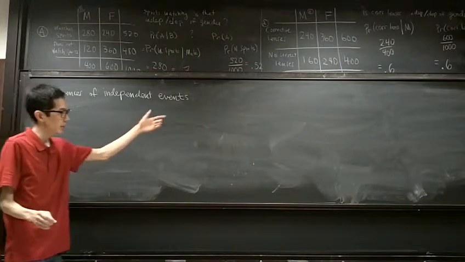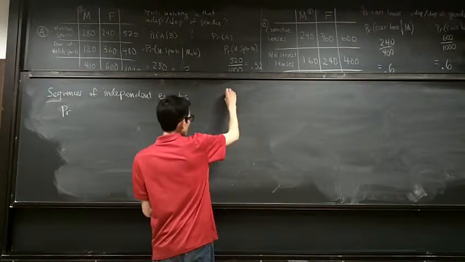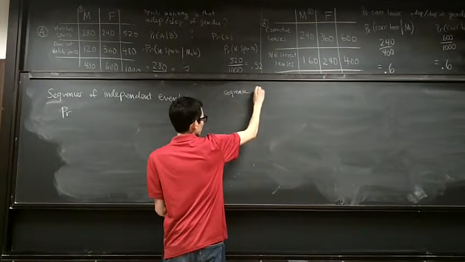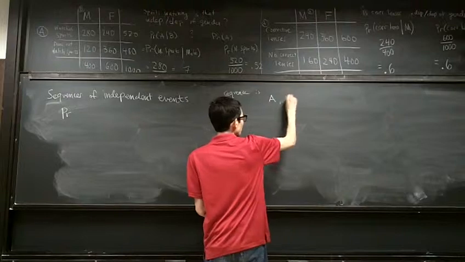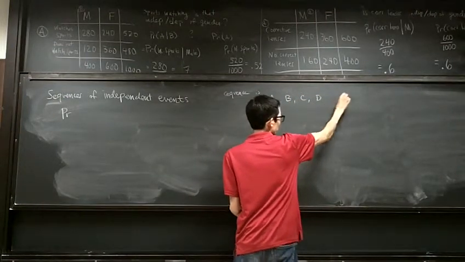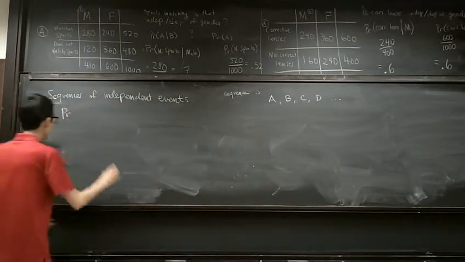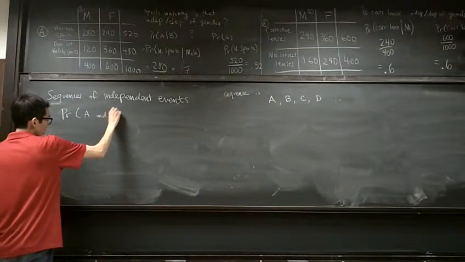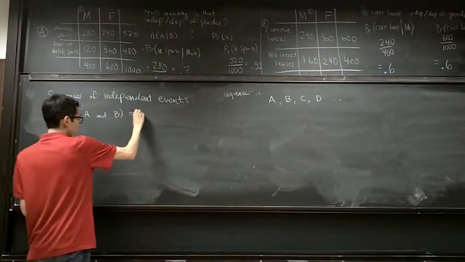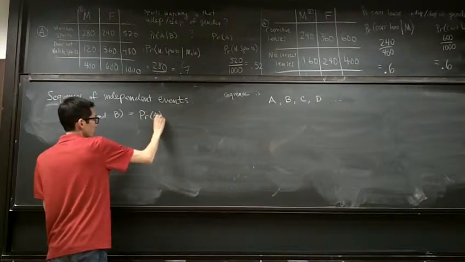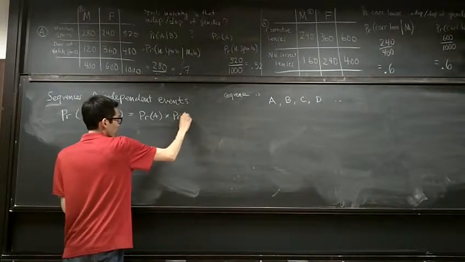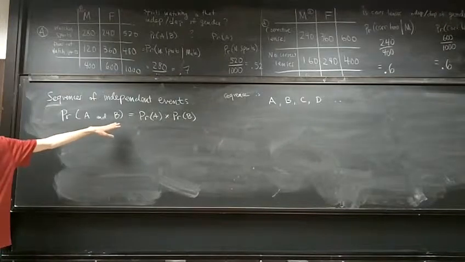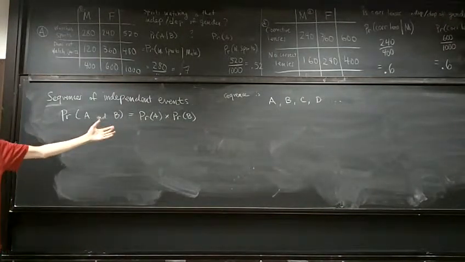If we label the events, let's say our sequence is A, then B, then C, then D, etc. The probability of A and then B, or we just call this A and B, is equal to the probability of A times the probability of B. This applies only when A and B are independent.